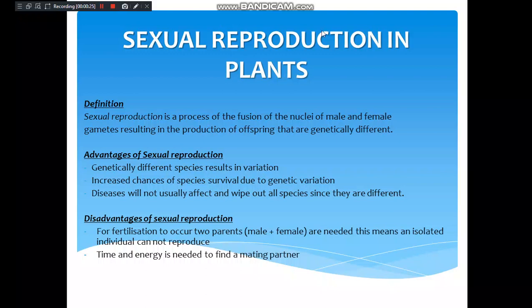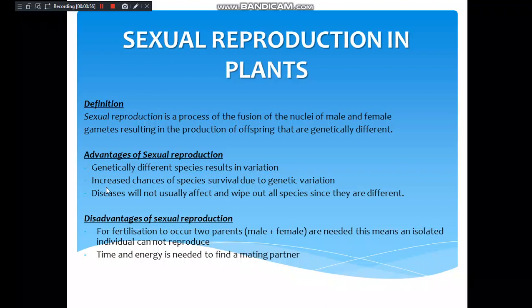Advantages of sexual reproduction include the following. Genetically different species are produced which will result in variation. There are increased chances of species survival due to genetic variation. Diseases will not usually affect and wipe out all species since they are genetically different.